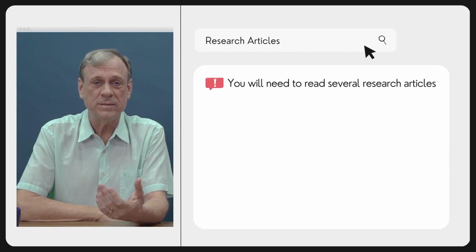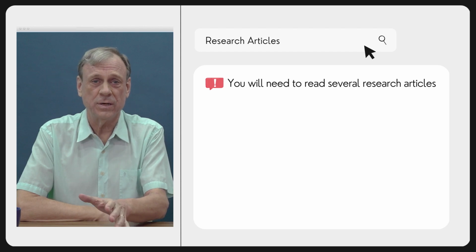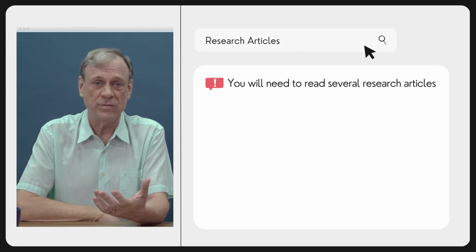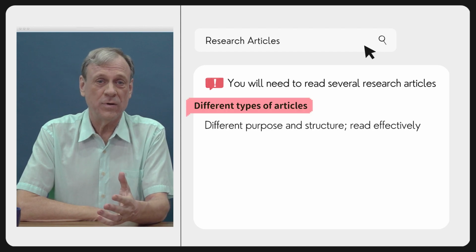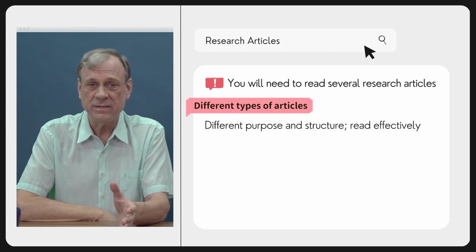Now again, why is this important to you? Well, you're going to need to read a lot of research articles in the course of doing your work, whether for iGEM or for some other project. And different types of articles have a different structure. So in order to read them effectively, you need to know that structure.